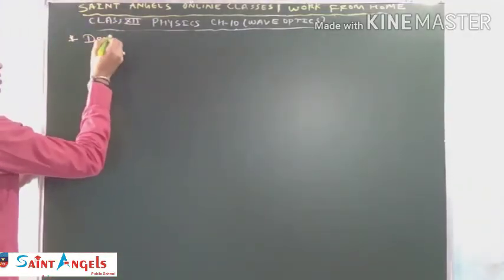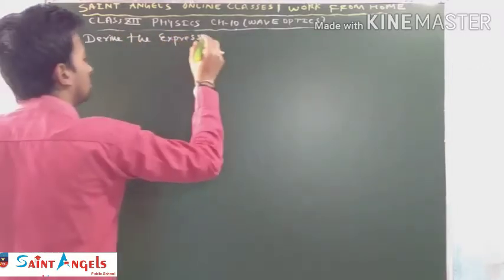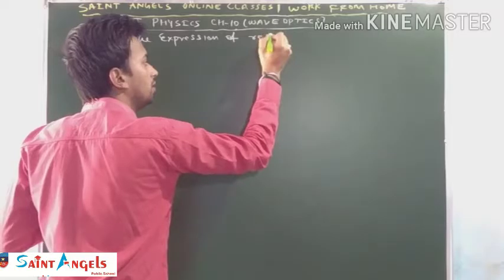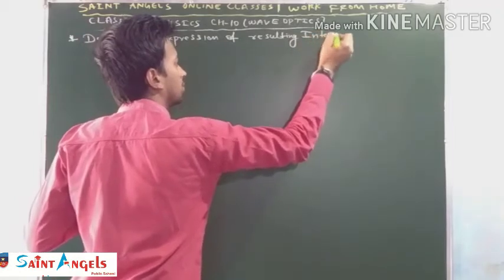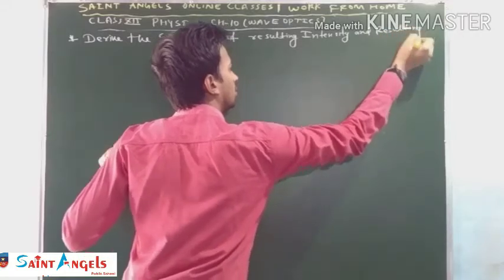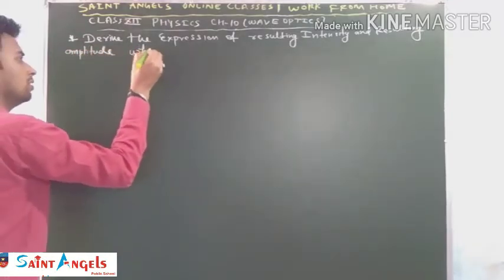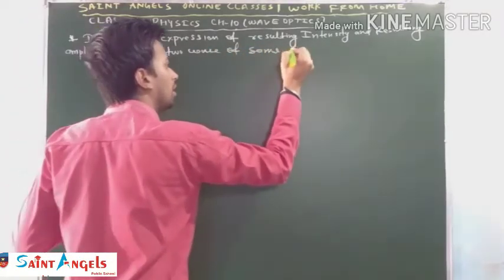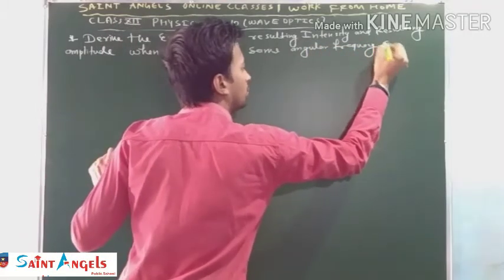Derive the expression of resulting intensity and resulting amplitude when two waves of the same angular frequency are superposed.